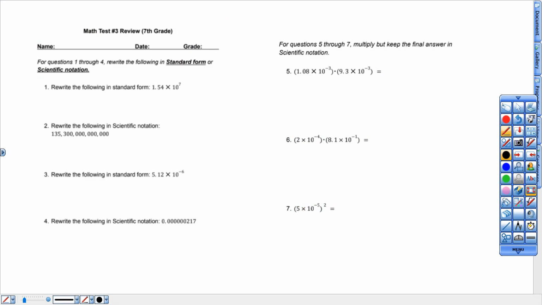When you did this in standard form, did you take this decimal and move it 7 places to the right?